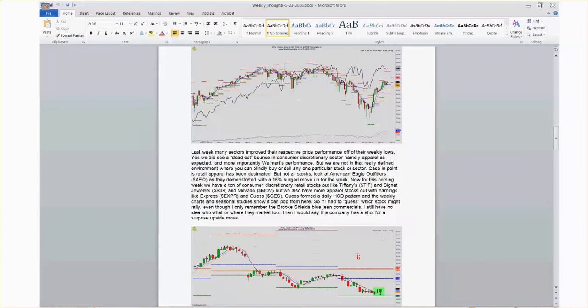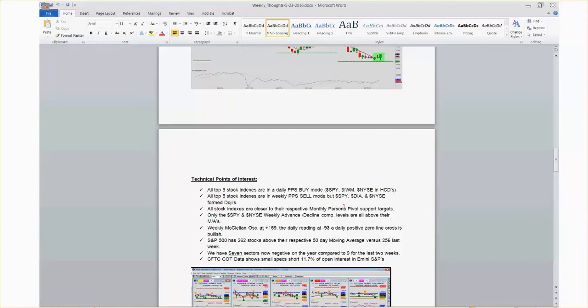This is my weekly thoughts and observation, but just take a look at the key bullet points, right? Just to prove a point. A couple things we look at, technical point of interest. How many stocks? We have, as I was just pointing out, 7 sectors negative on the year compared to 9 for the last 2 weeks. So it's not something that we just made up just to impress you guys for today.